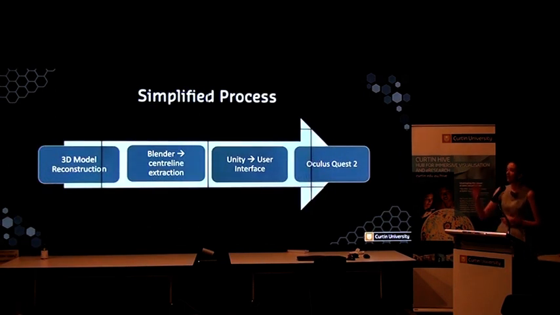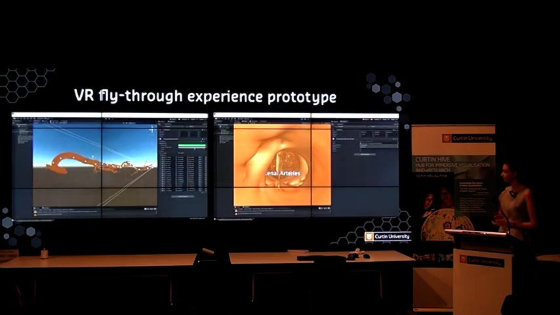So this is the simplified process of how I came up with the actual VR experience. I started with the 3D model reconstruction, which we performed in the softwares. Then we popped those 3D models into Blender, which is like a creation suite. And from Blender, we were able to extract the centerline, which would be the path which the camera would follow along. I popped this centerline extraction into Unity, where we performed all of the user interface work. So we were able to add on tools to move forward and backwards, to perform measurements and angle calculations and all those sort of things, and then put it into the Oculus Quest 2.